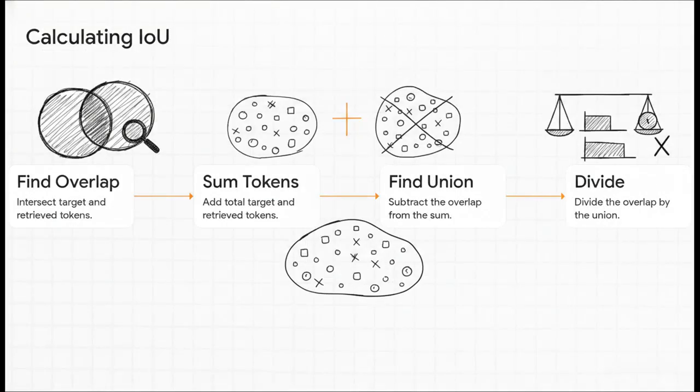Now let's step through the actual intersection over union formula, or IOU. Step 1, you find the overlap, or intersection between the gold standard and retrieved tokens. Step 2, sum up the total tokens. Step 3, subtract the overlap to find the union. And step 4, divide that overlap by the union to get your IOU score. So what's the big deal here? Well, this mathematically balances completeness while heavily penalizing noise. Think about it. If you retrieve 1,024 tokens of absolute clutter just to answer a 10-token question, your IOU score absolutely tanks. It's a brilliant guardrail against bloat.